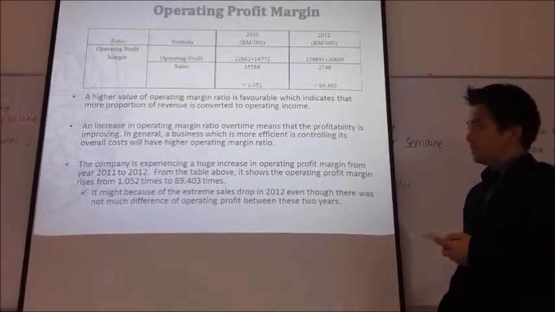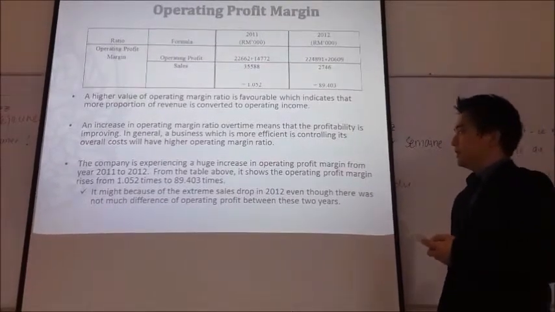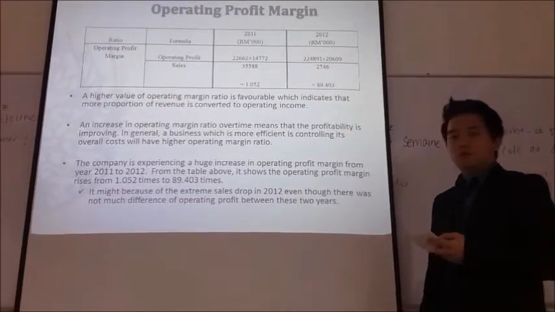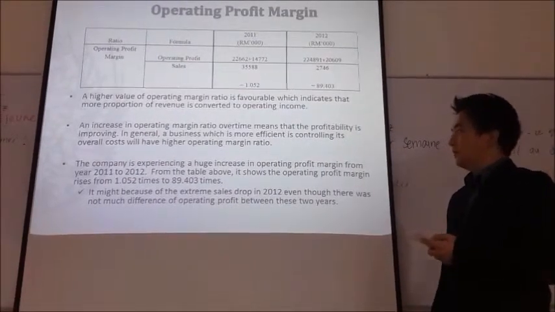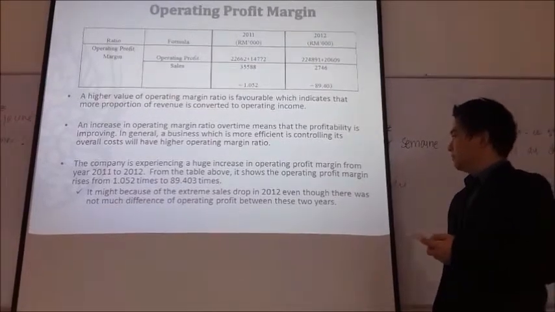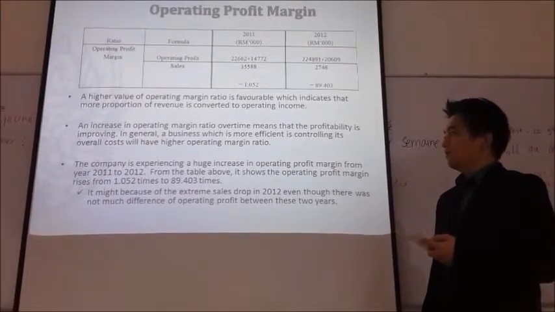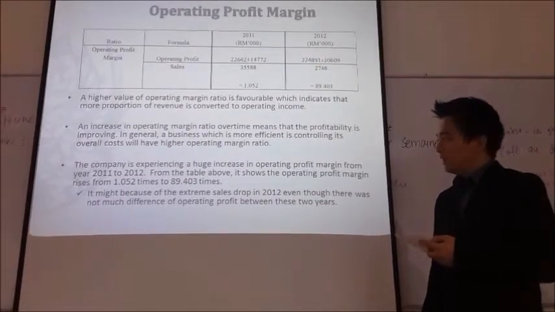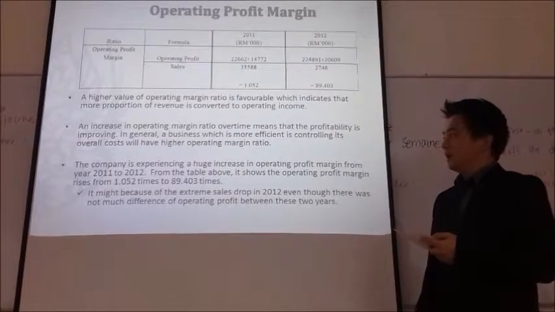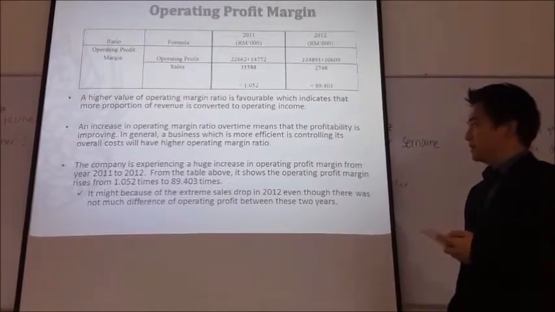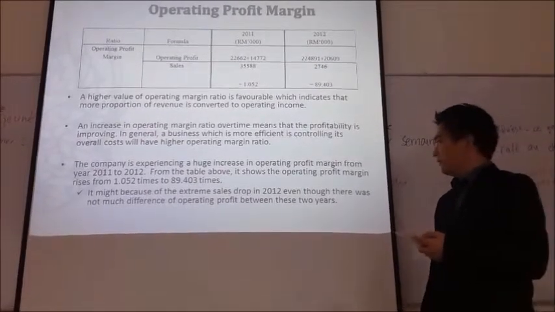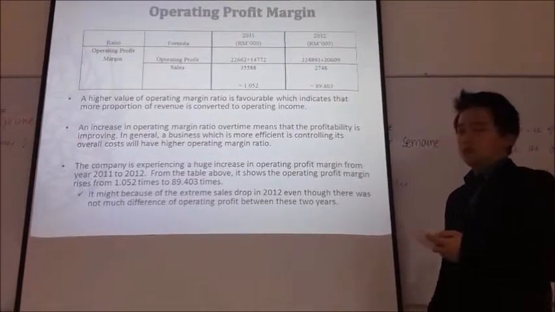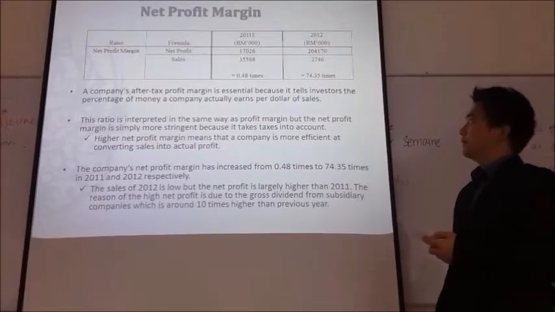The company is experiencing a huge increase in operating profit margin from year 2011 to 2012. From the table above, it shows that the operating profit margin rises from 1.052 times to 89.403 times. It might be because of the extreme sales drop in 2012, even though there was not much difference in operating profit between these 2 years.